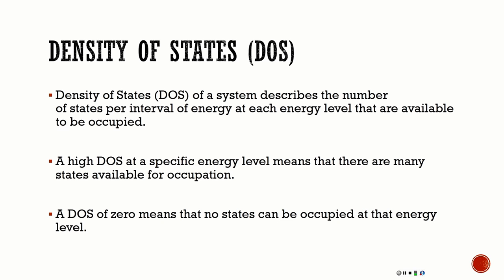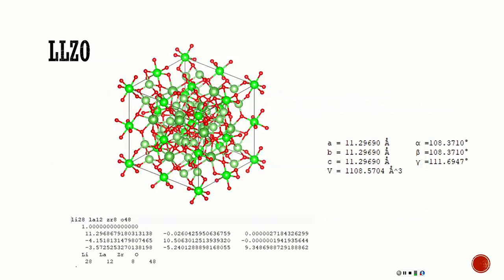For calculating the density of state, I have used this material. This material is called LLZO: the first L represents lithium, the second L represents lanthanum, Z represents zirconium, and O represents oxygen. And this is a screenshot of the POSCAR file. As we can see, in this structure we have 28 lithium, 12 lanthanum, 8 zirconium, and 48 oxygen. And this is the basic unit cell information.